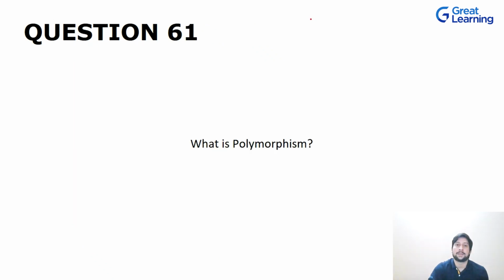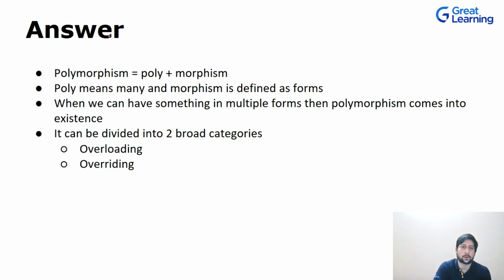Okay. Now let's talk about the next question, which is what is polymorphism? If you talk about polymorphism, it consists of two words, poly and morphism. Poly means many and morphism means forms. We can have multiple forms when we talk about polymorphism of a single instance or of a single object. We can have multiple forms. Okay. And it is broadly divided into two categories, which is overloading and overriding.